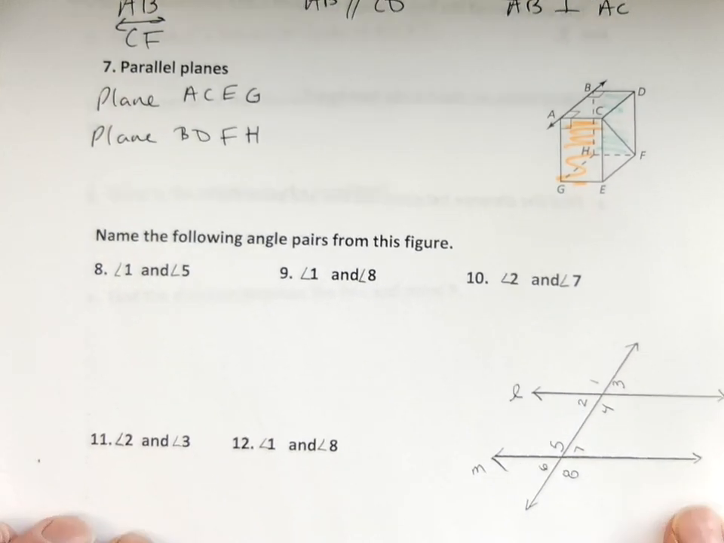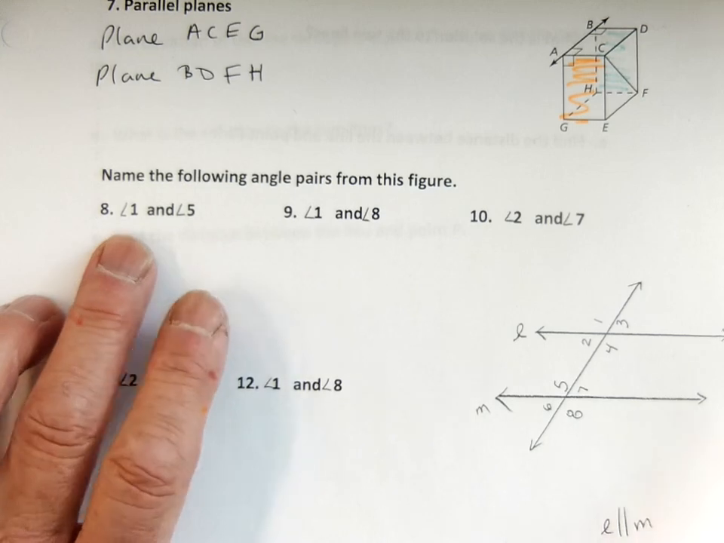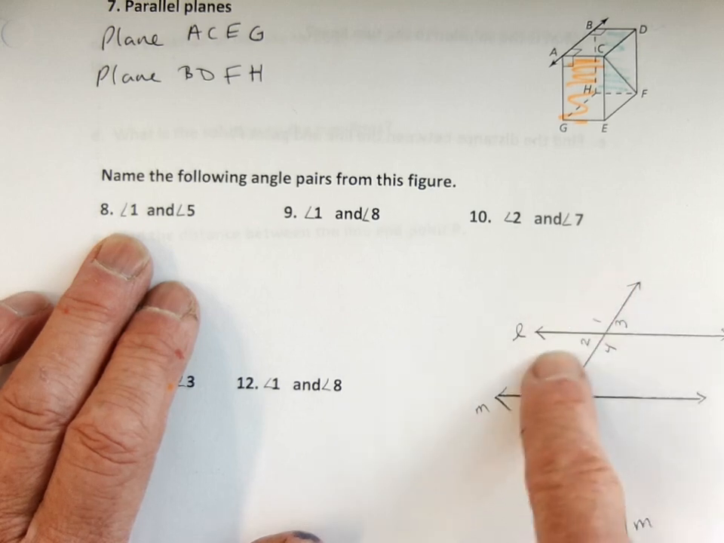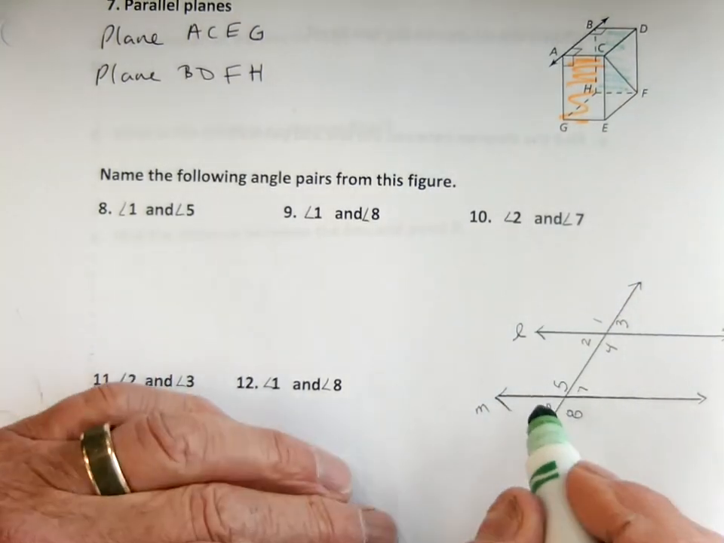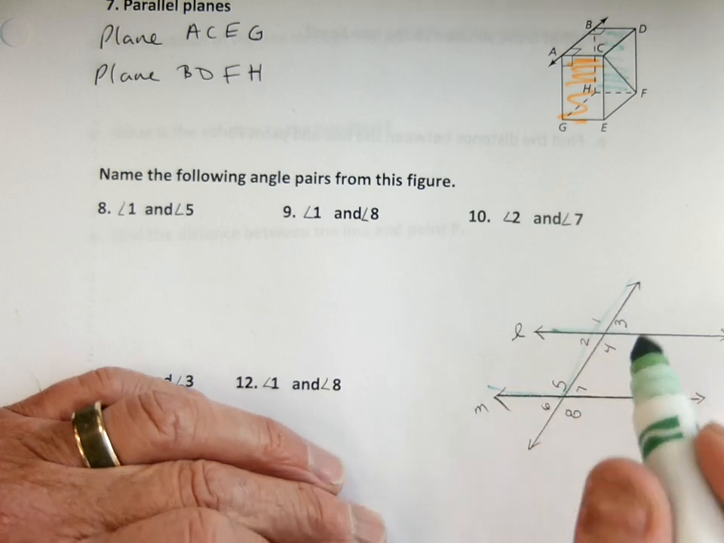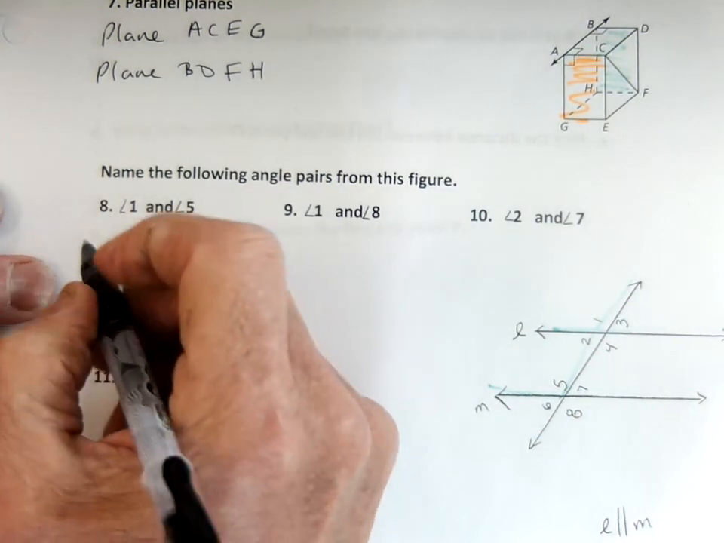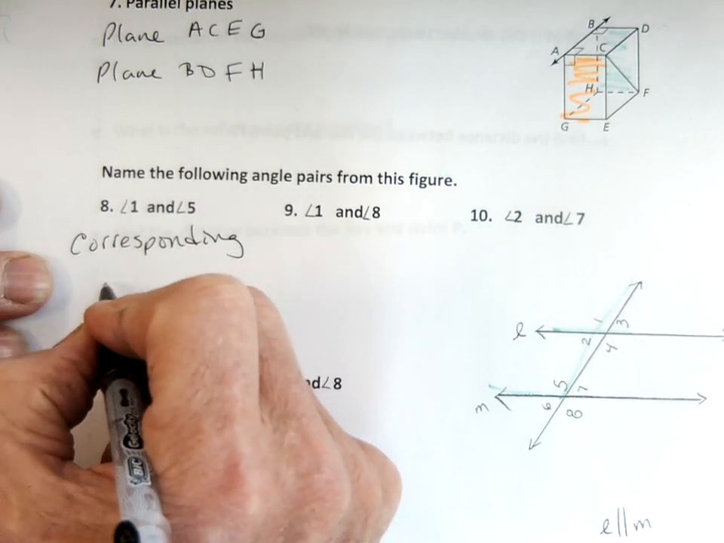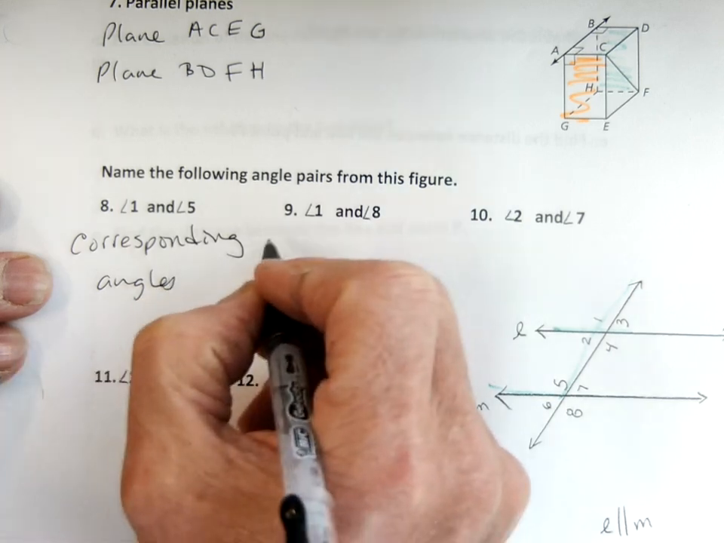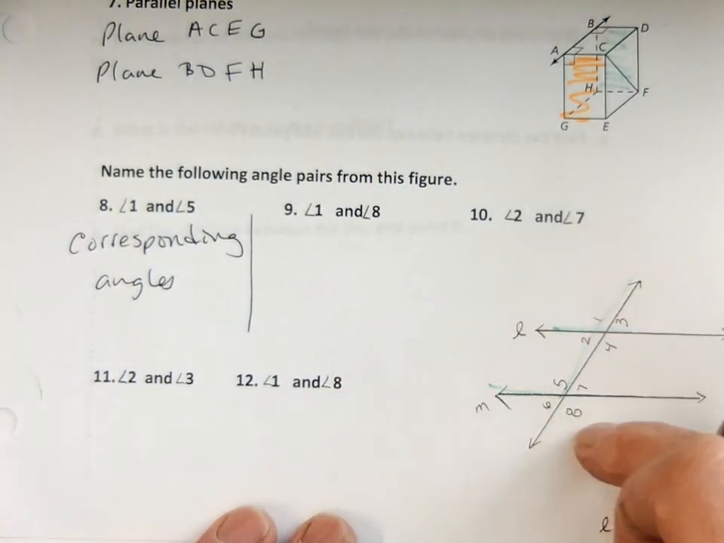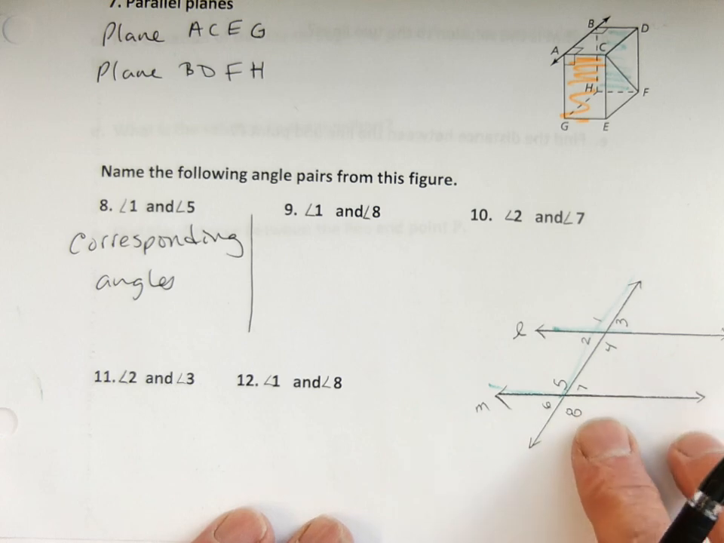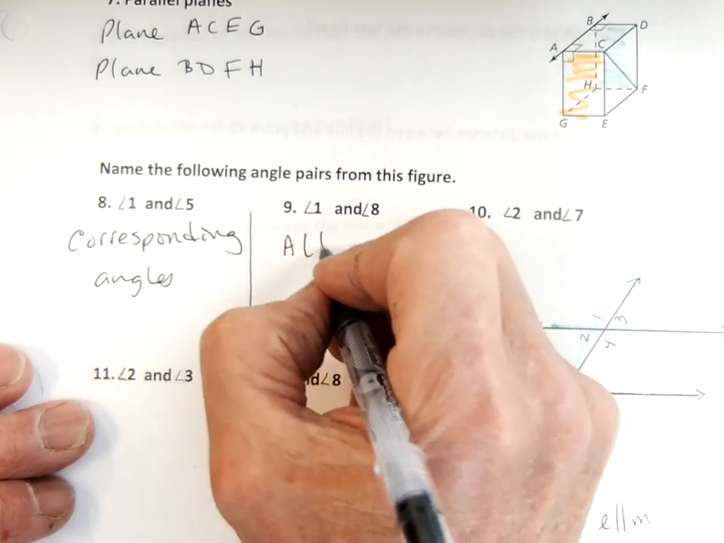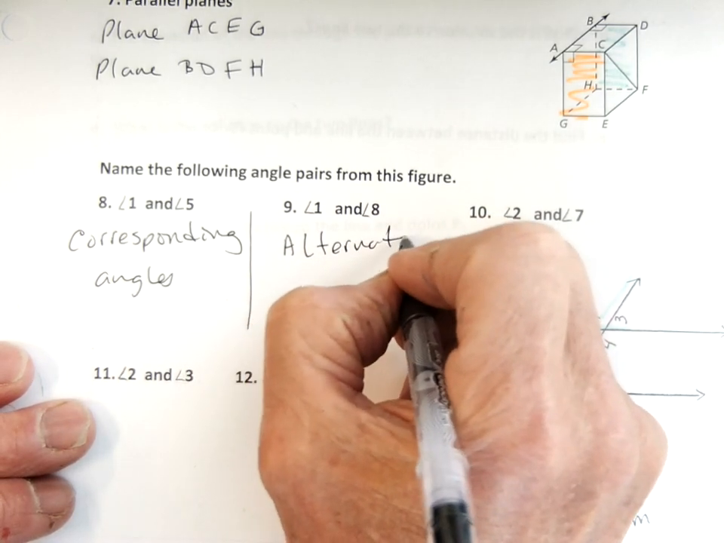Okay, slide up. Angle 1 and angle 5 make the F, don't they? So angle 1 and angle 5 are corresponding angles. 1 and 8, you guys see 1 and 8? Those are going to be alternate exterior. 1 and 8, alternate exterior.